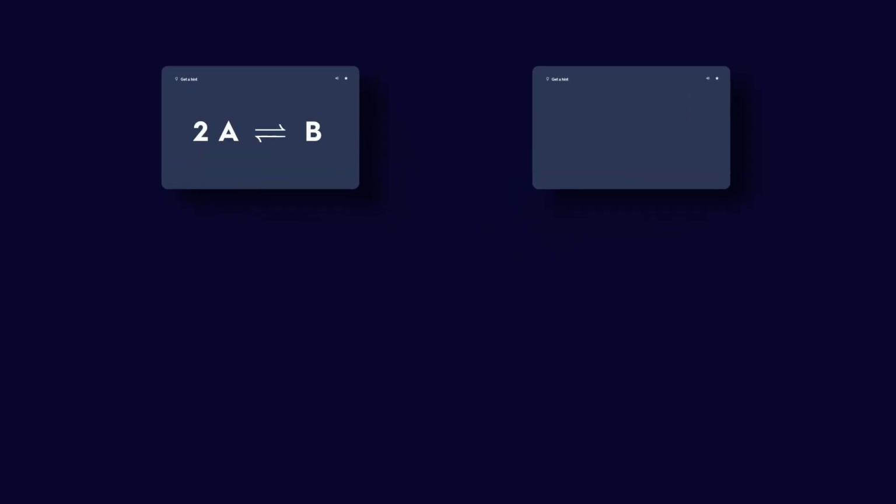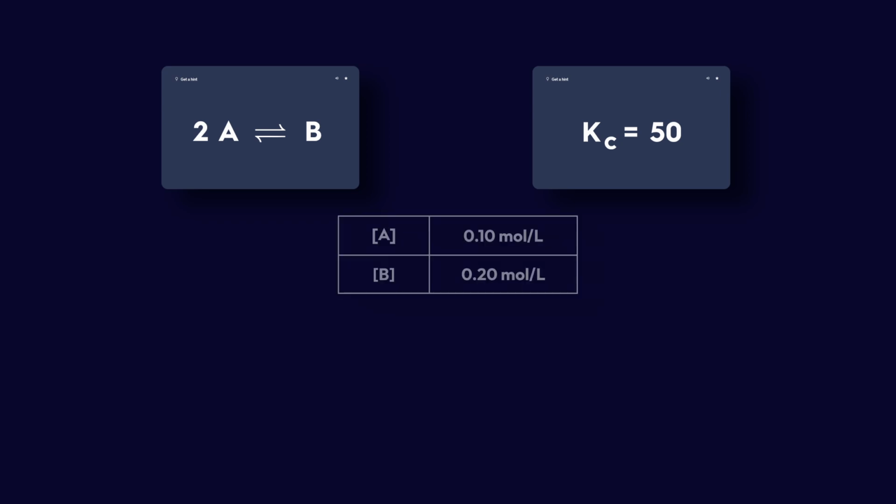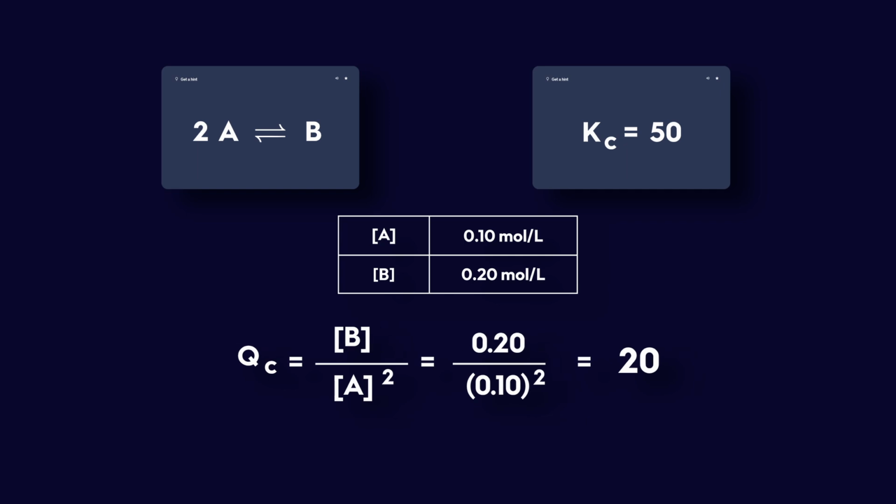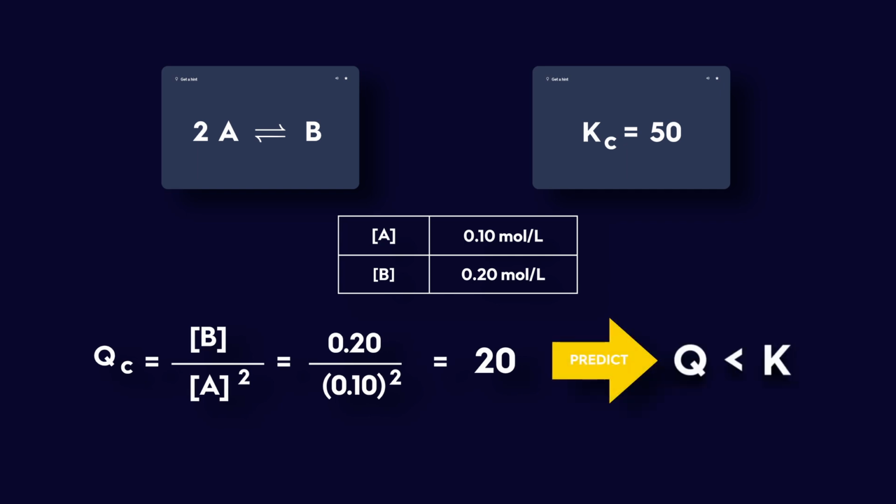Let's try numbers. For 2A in equilibrium with B, K sub C equals 50. The concentration of A is 0.10 molar, and the concentration of B is 0.20 molar. Q sub C equals B divided by A squared, which is 20. Since Q is smaller than K, the system will shift to the right, favoring the products and the forward reaction.